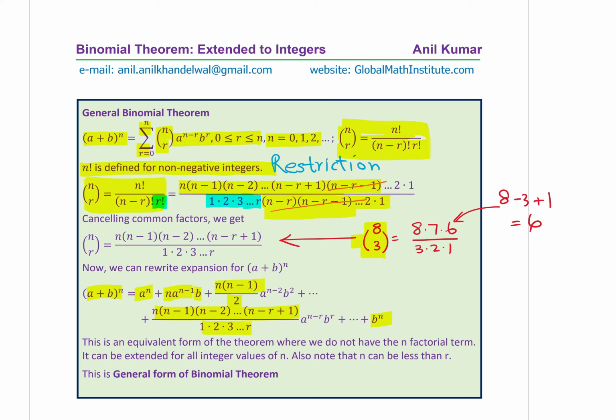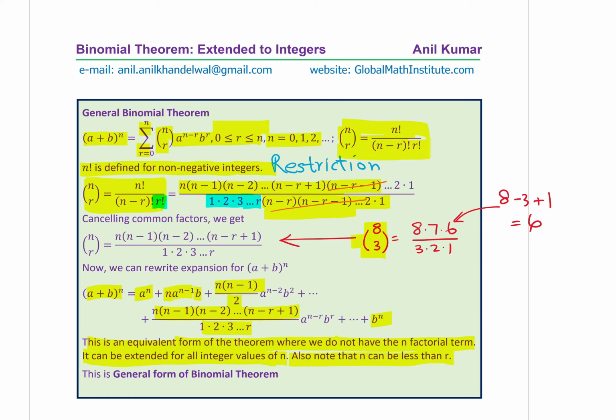So what you get here is binomial expansion where we do not have the n factorial term, and that gives you the idea. Perfect. So this is an equivalent form of the theorem where we do not have the n factorial term, correct? So it can be extended for all integers of n. That is critical for us to understand. Also note that n can be less than r. Now if I make n as negative, in that case, even this will interchange. N could be less than r, right?